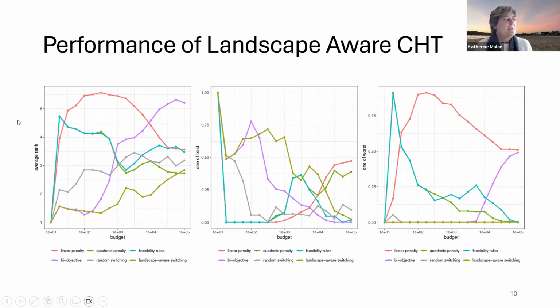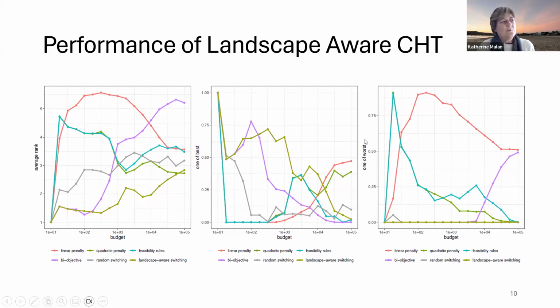So this one on the left is the algorithm rank. So that's how the lower is better. So our landscape-aware approach is generally low down, which is good. So it's doing well right at the end. You see that quadratic penalty actually does better, peaks it. But what's interesting is that landscape-aware switching is good all along, and it's never the worst.